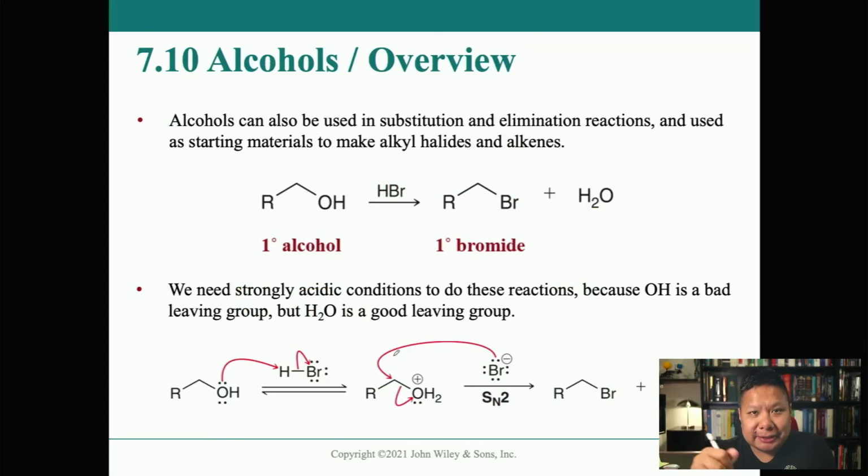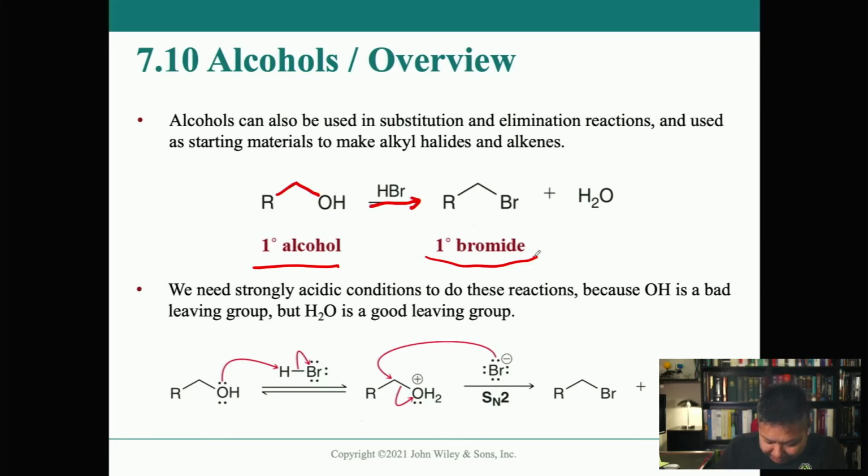Alcohols can also be used in substitution and elimination reactions and used as a starter material to make alkyl halides and alkenes. Say you have an ethanol right here. Well, really, it's a tertiary alcohol, but if that were just a carbon there instead of an R, it would have been just an ethanol, the alcohol. Anyway, in this primary alcohol right here, we can treat it with some HBr, hydrogen bromide, and then we get the primary alkyl bromide.